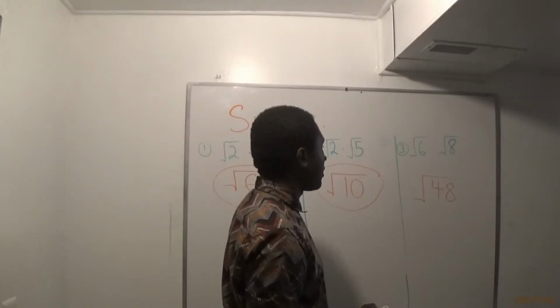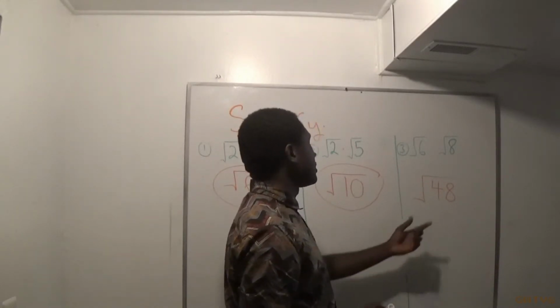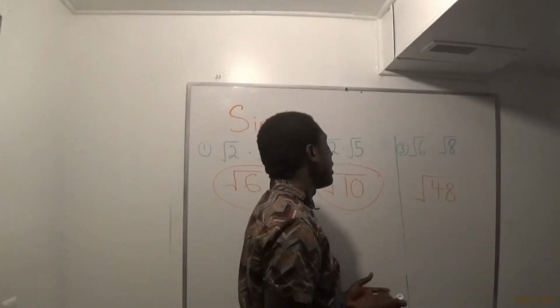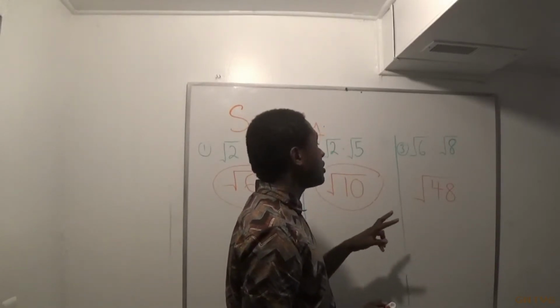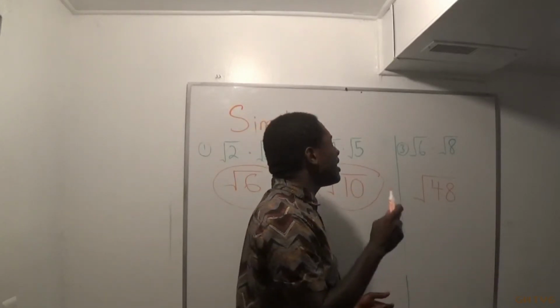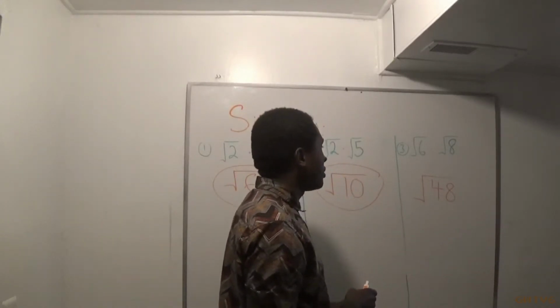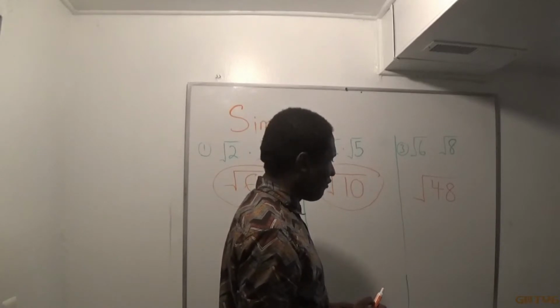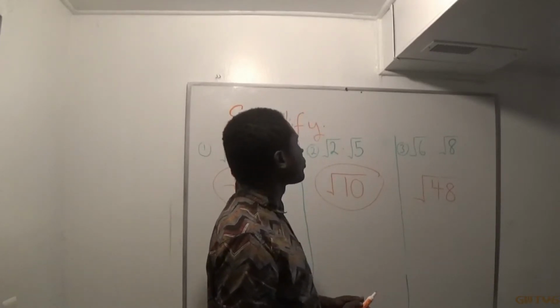I learned that even though it's not a perfect square, I can try to look for 2 numbers that when I multiply, I should get 48. One of the numbers should be a perfect square. So that means I have to remember all my perfect squares. And what are my perfect squares?